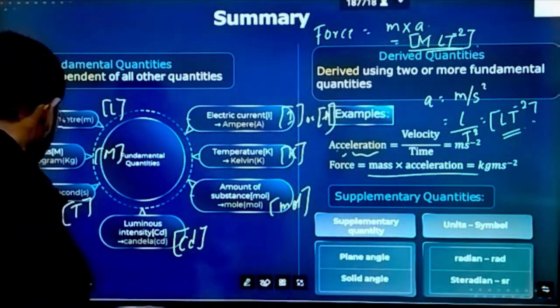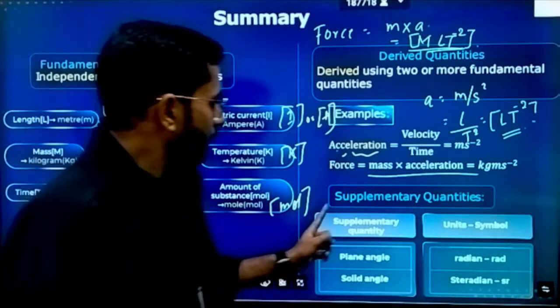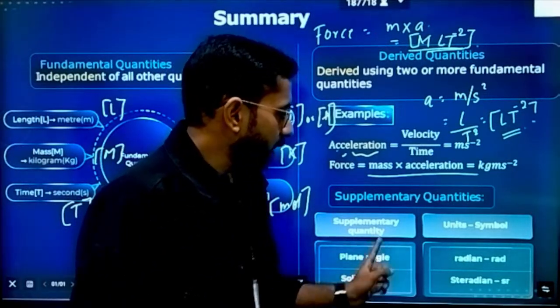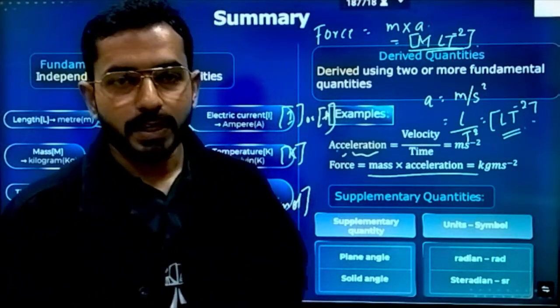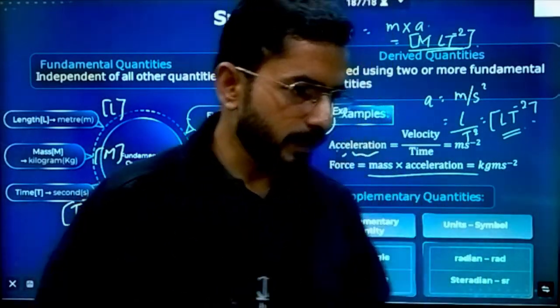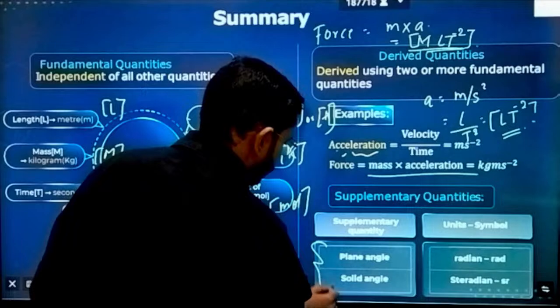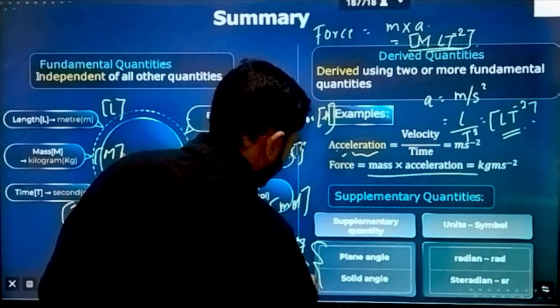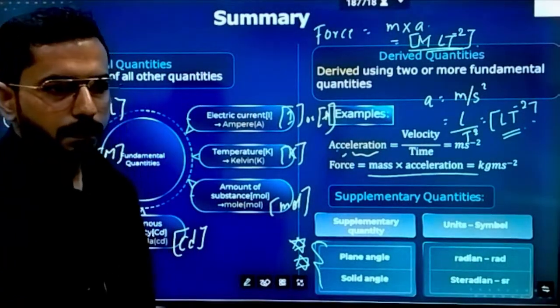Okay. Two very important things: plane angle and solid angle are actually dimensionless quantities. They will have units, but they are dimensionless quantities. That is very important. These two quantities are very important. Directly it has been asked in previous years as well.